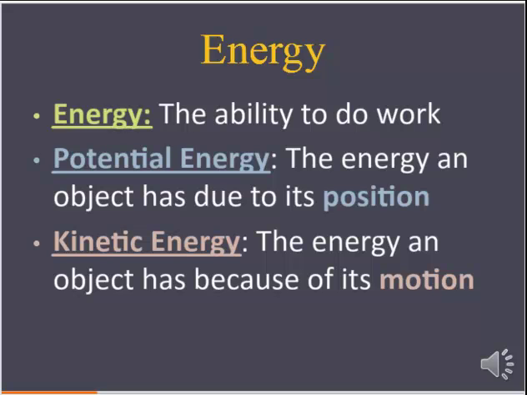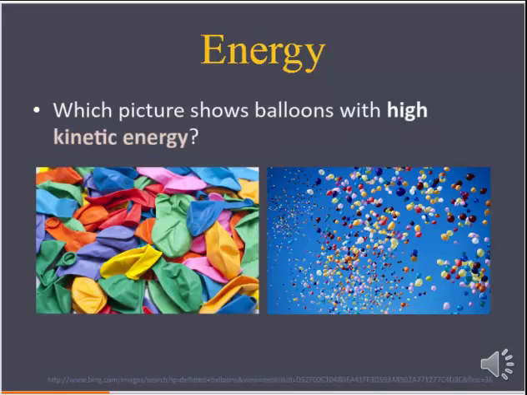Kinetic energy. This is energy an object has because of its motion. So back to the Angry Bird idea. As soon as you release the Angry Bird from the slingshot and it flies across the screen, that Angry Bird has kinetic energy.